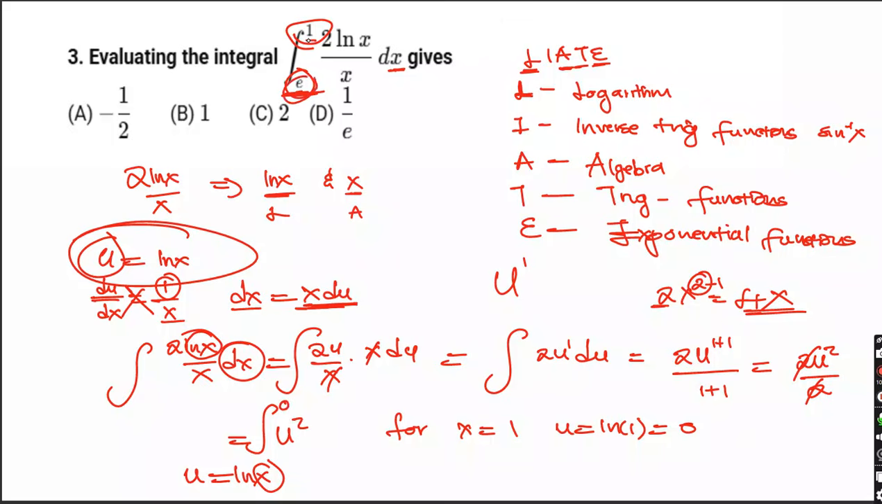Let's now look at the lower value. For x equal to e, the value of u is equal to the same ln x. Now where there is x we replace it by e, and we know that ln e is just 1. So with that in our mind, we are going to get done with this integral.